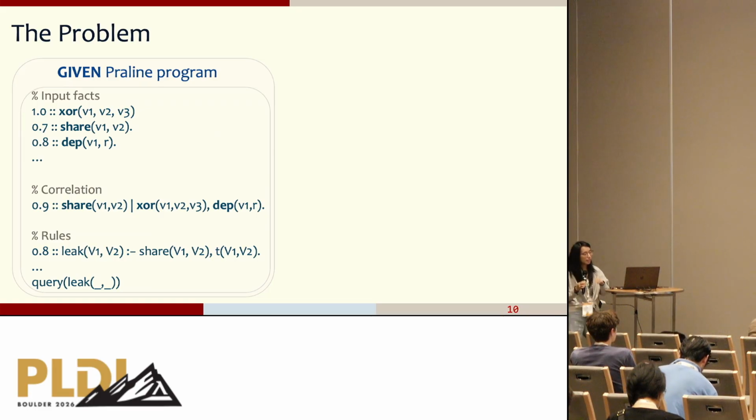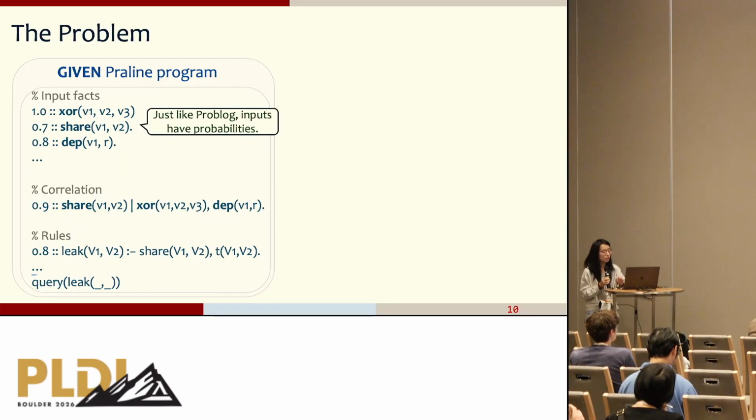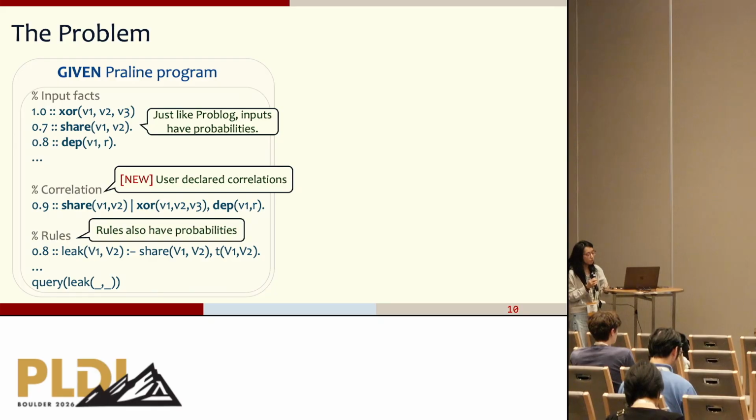So here, let's take a closer look at our problem definition. On the left side, there is a Praline program. Similar to ProbLog, we specify input probabilities, and then we also specify correlations. The user can declare arbitrary correlations among input facts using the format of conditional probabilities. The user can also specify rules, similar to the classic probabilistic Datalog solver.